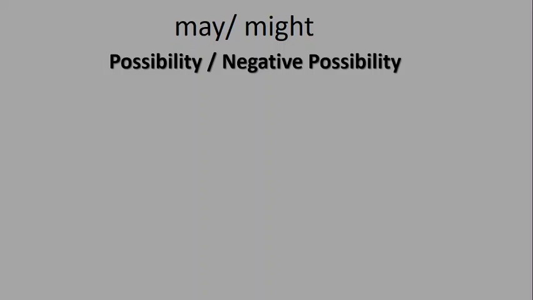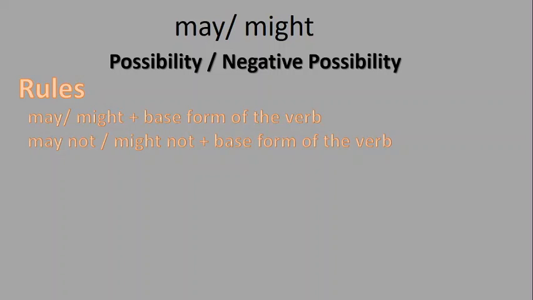We can use both of them to show possibility or negative possibility. You understand what I mean by negative possibility, which means it is not possible. Possibility is it is possible. Let us see the rules we want to apply here. First, may or might plus base form of the verb. This shows possibility. The one for negative possibility is may not or might not plus base form of the verb.